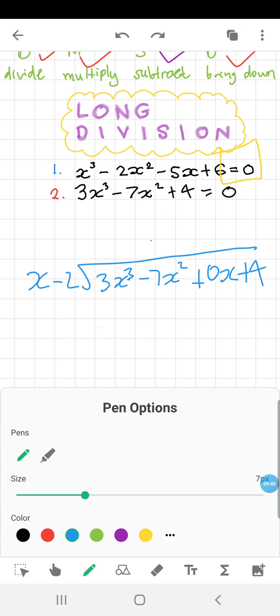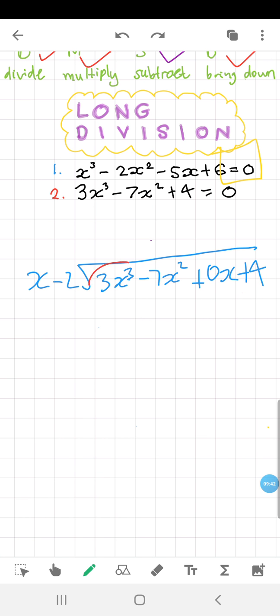So let's begin. 3x cubed divided by x will be 3x squared. Write it in its correct position. Let me just write those. Okay, so it's just going to be 3x squared. 3x squared times x is going to be 3x cubed. 3x squared times minus 2 will be minus 6x squared, right in the correct position.